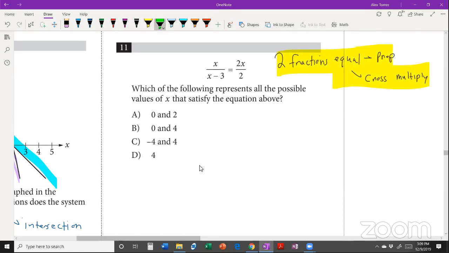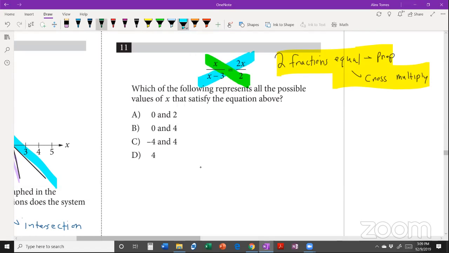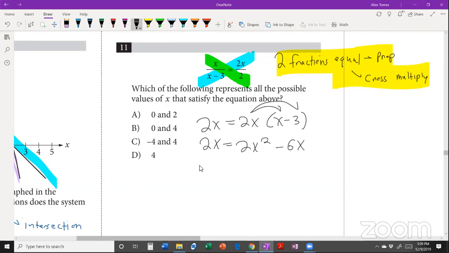So when we cross multiply, we're saying 2 times x is going to be equal to 2x times x minus 3. So 2 times x equals 2x times x minus 3. Now we can distribute right here. So 2x equals 2x squared minus 6x. We're going to go ahead and subtract the 2x from both sides to get 0 on this side. So minus 2x gives you 0. And minus 2x here gives you -8x.